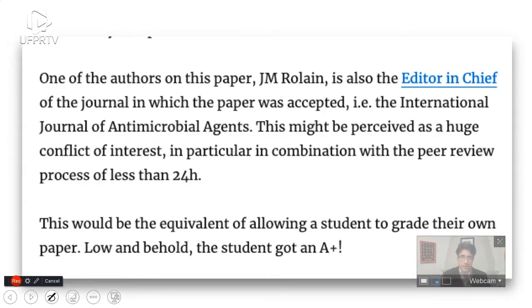And she says that one of the authors on this paper, J.M. Rollin, is also the editor-in-chief of the journal in which the paper was accepted, i.e. the International Journal of Microbial Agents. This might be perceived as a huge conflict of interest, definitely, in particular in combination with the peer review process of less than 24 hours. This would be equivalent of allowing a student to grade their own paper. Lo and behold, the student got an A+.